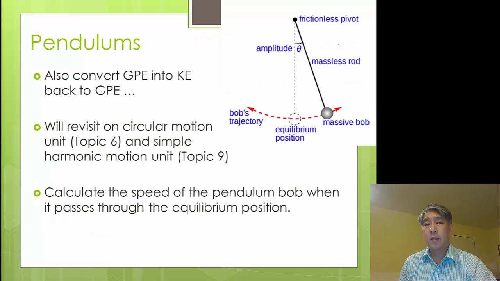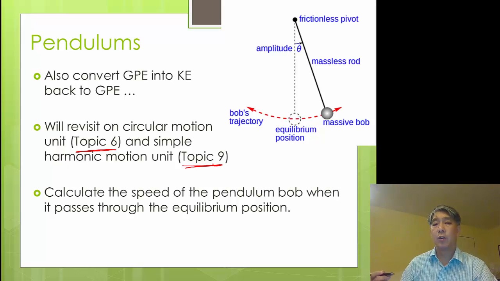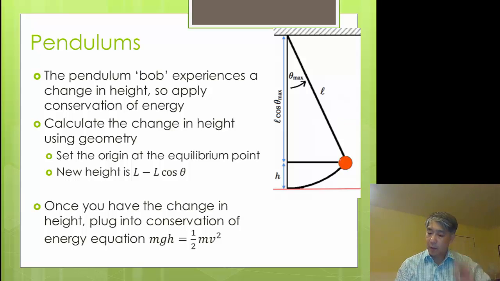In the case of a pendulum, this is another common situation, and we'll actually re-examine circular motion in topic 6 and simple harmonic motion in topic 9. But again, this is another situation that converts gravitational potential energy into kinetic energy, back to gravitational, back to kinetic. Okay, so if our objective is to calculate the speed of the pendulum bob, the bob is the mass at the end, when it passes through the equilibrium position. So here's my bob at its farthest. Okay, this is the amplitude. Okay, and it has a change in height that we label h. Okay, well, what is h?